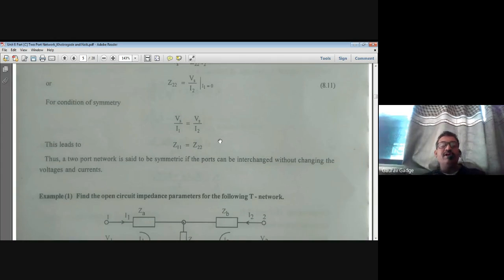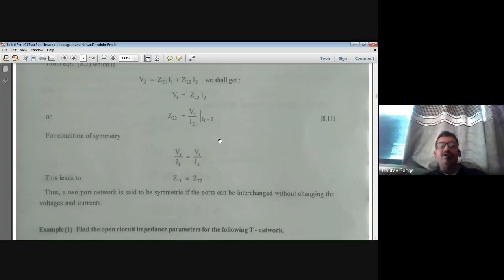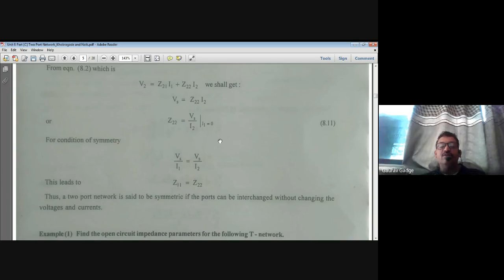Thus, a two-port network is said to be symmetric if the ports can be interchanged without changing the voltages and currents. Okay, so that's all with this particular introduction to two-port network, impedance or open circuit parameters.